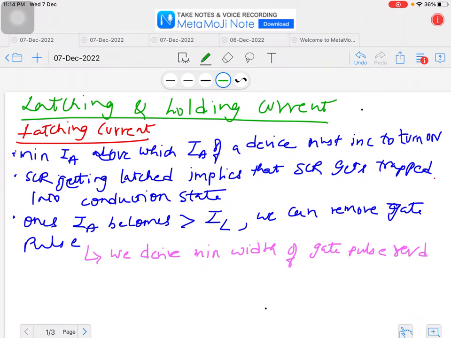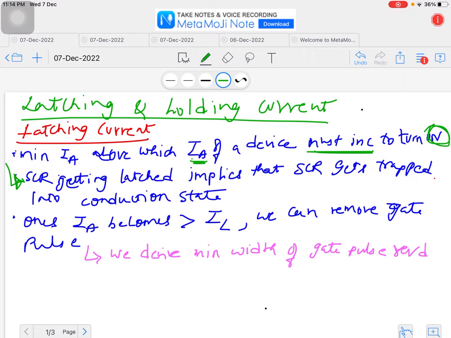Latching current is the minimum anode current above which the anode current of a device must be increased in order to turn it on. That means if the device has to be turned on, then the anode current should be greater than the minimum value of the current called the latching current. The SCR gets latched. What does that mean? SCR getting latched means the very word latch implies that SCR is getting trapped into the conduction state.